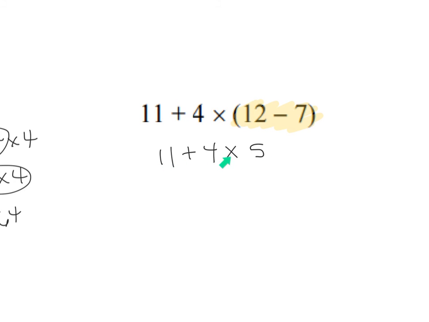I have an addition and a multiplication here. My PEMDAS rules tell me that since I have no exponents, no more parentheses, I need to do multiplication or division. So what I'm going to do is this part first. 4 times 5 is 20. I'm going to add 11 to it, and I'm going to get 31. If you added these two together, you would have 15, and then you would have to multiply it by 5. That's not going to give you 31. So you have to make sure you're doing the correct order.